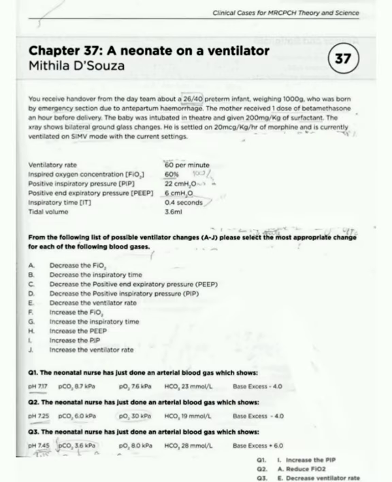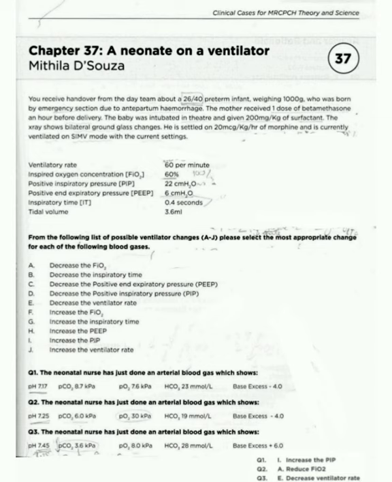Now it's practicing time. If we practice, then our confusion will be much more clear in this matter. So I have taken this question from MRCPCH Theory and Science textbook, case number 37. And the question is, you receive handover from the day team about a 26/40 preterm infant weighing about 1000 gram, who was born by emergency cesarean section due to antepartum hemorrhage. The mother received 1 dose of betamethasone an hour before delivery.